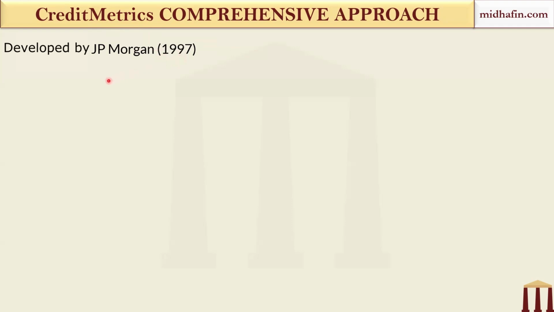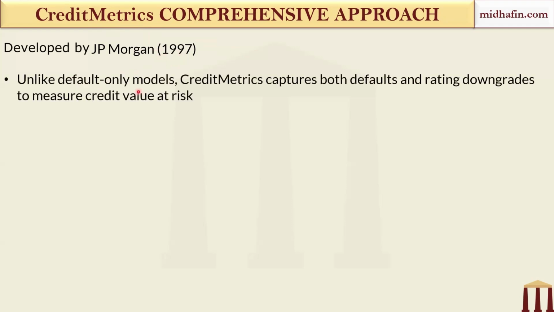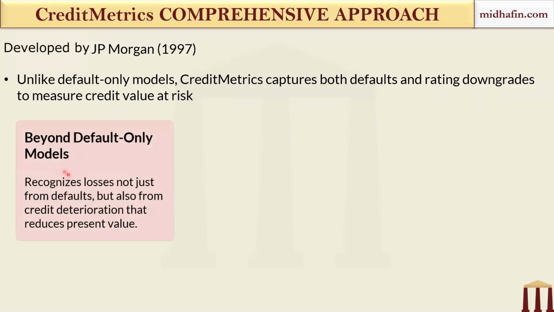Now, while CreditRisk+ focused only on default events, CreditMetrics takes a much broader view. It also includes credit rating changes that affect the values of credit exposures, like rating downgrades. They are also incorporated. So first, of course, we move away from default-only models and look beyond them. CreditMetrics recognizes that credit losses don't just come from defaults.